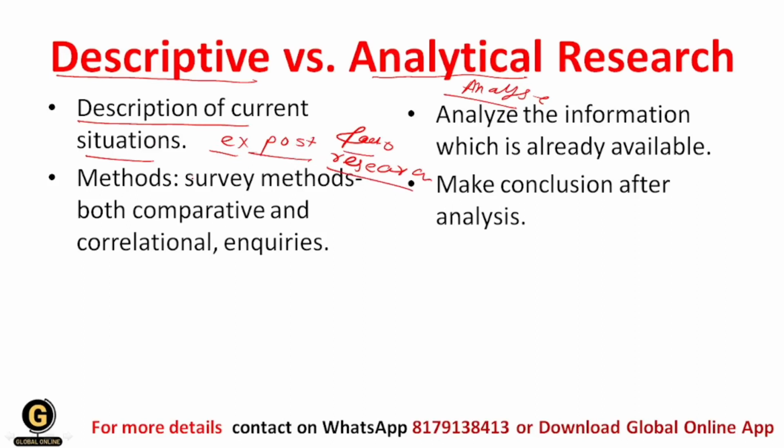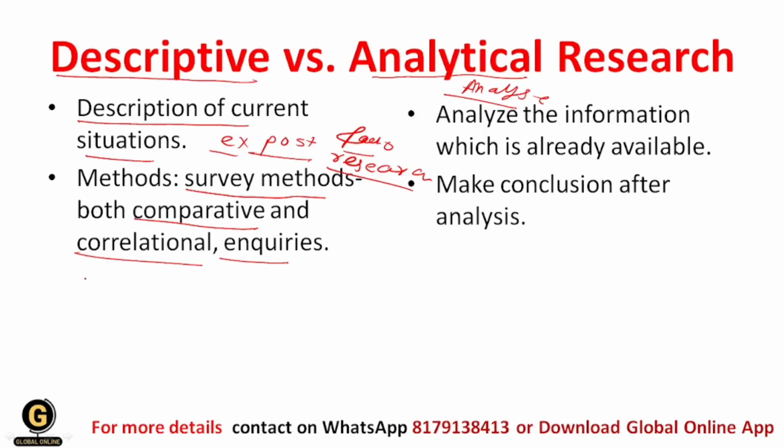The methods we use in descriptive research are survey methods. We can do surveying, that means using questionnaires, and both comparative and correlational inquiries. So both types of survey methods, comparative and correlational, are used in this type of research.